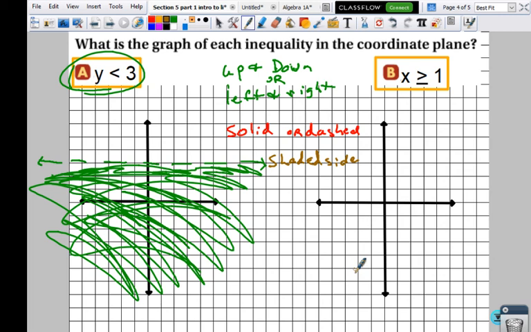Is it up and down or left and right? Is it solid or dashed? And which is the shaded side? Which one of those is going to be shaded? So those 3 questions you got to answer. I'll give you about 2 minutes. Do it on your paper.